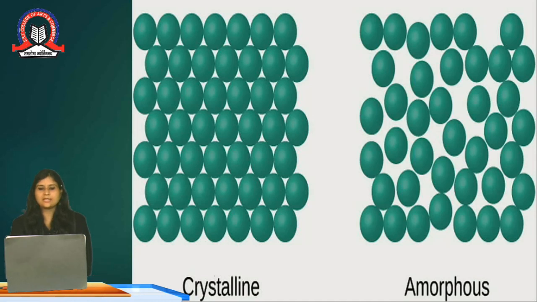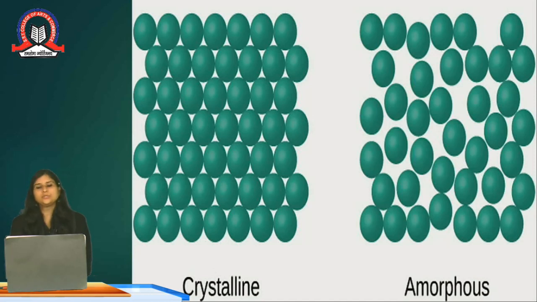And in the second one you can see the atoms or unit cell molecules are arranged randomly. There is no fixed arrangement of atoms. There is no particular manner they are following. So this is how you can differentiate them, by the arrangement of atoms.